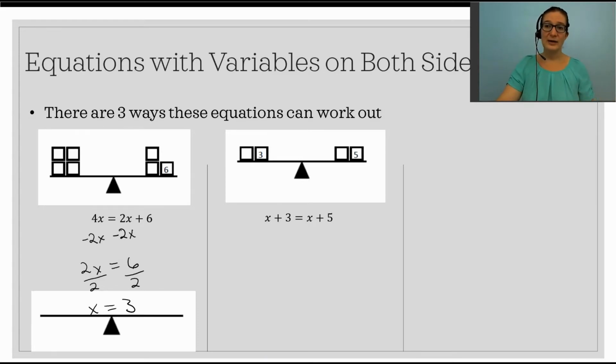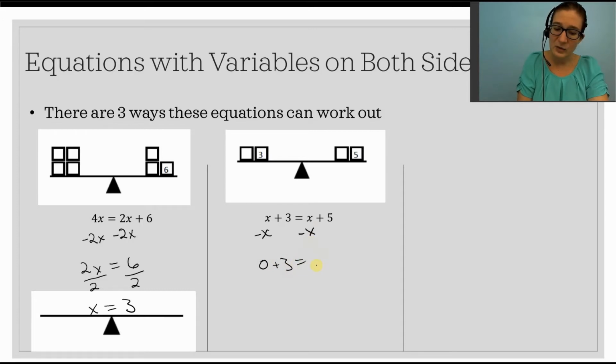If I was to go ahead and try and solve this problem, I would want to move all the x's to one side. So since I don't have one that's smaller, let's go ahead and move them to the left. So I will subtract the x from the right side and subtract x over here. Whatever I do on one side, I must do on the other. So 1x minus 1x leaves me with 0 x's, and 1x minus 1x leaves me with 0 x's. And so I actually end up with 3 equals 5.